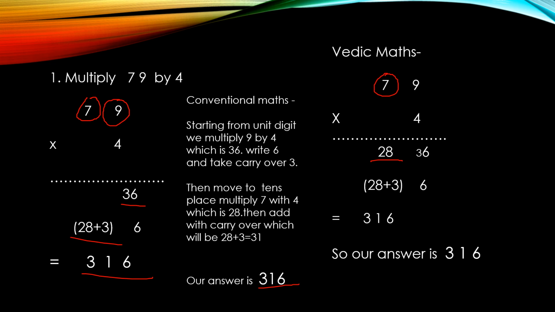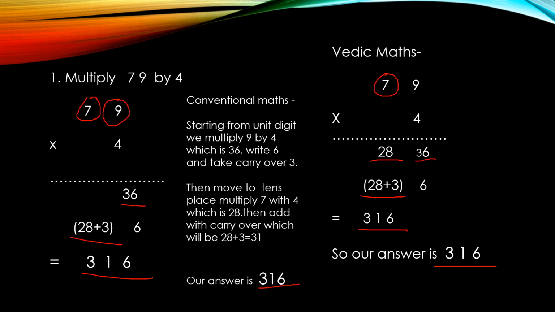Then we go to unit place. 4 multiplied by 9 is 36. And here we get the number 3 as the carryover. So we add this carryover 3 with 28. We add 28 with 3. We get the number 31. And then write down the unit digit 6. We get the number 316. So our answer is 316.